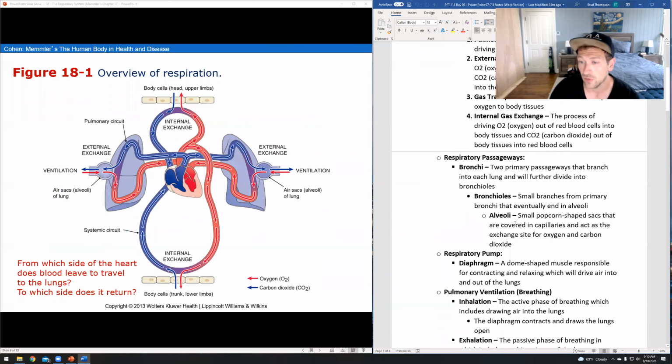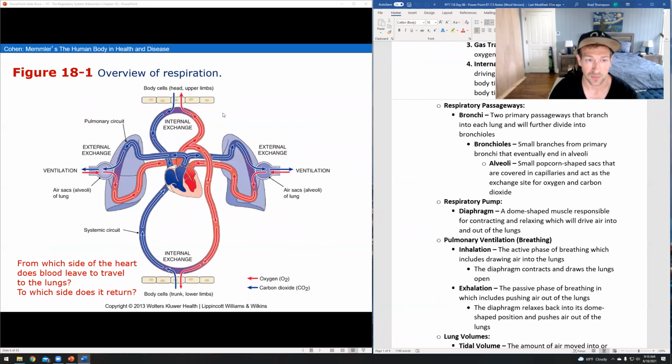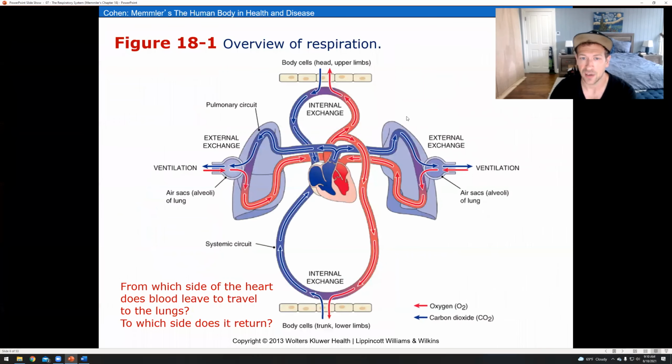So this is sort of how that entire process works, right? If we look at this little chart right here, you can see at the lungs, we're experiencing external gas exchange where oxygen's coming in and CO2 is going out. And then once it gets to our body's cells, our tissues, we're going to experience internal gas exchange where we're going to drop off oxygen and we're going to pick up CO2.